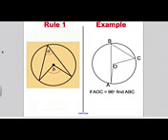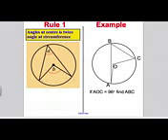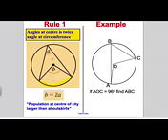Here's rule 1. Here's a picture that describes rule 1, and rule 1 says that the angle at the centre of a circle is twice that of the circumference. That is, again, if they're coming from the same arc. So the angle coming from an arc at the centre is twice the angle coming from the same arc at the circumference. In this case here, B is 2 lots of A.